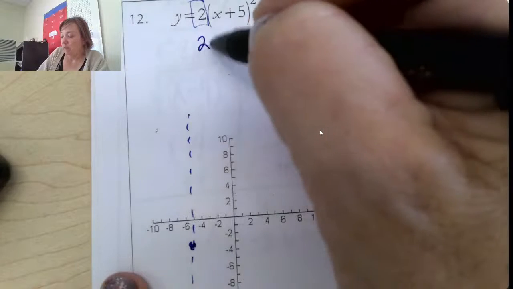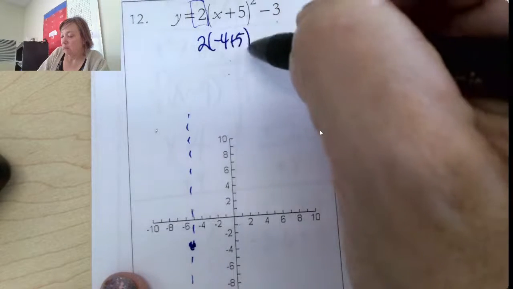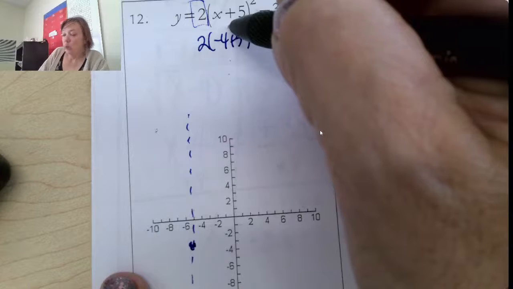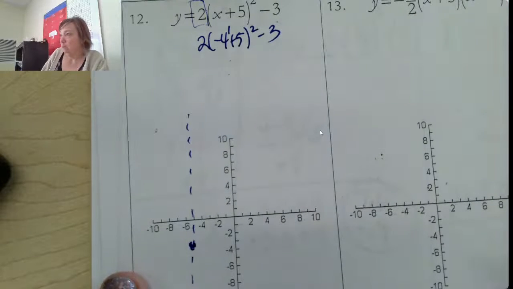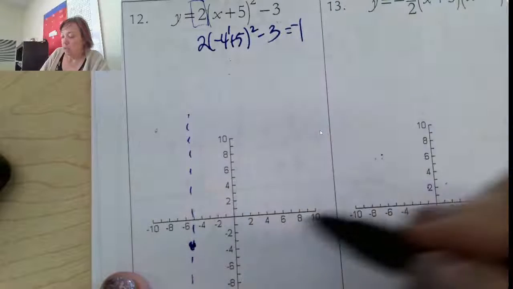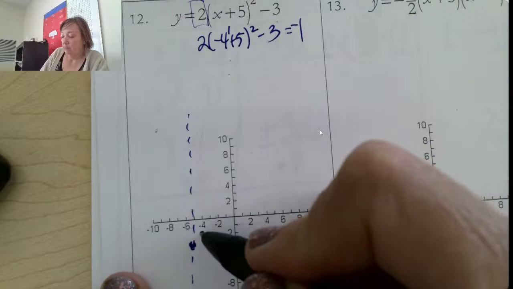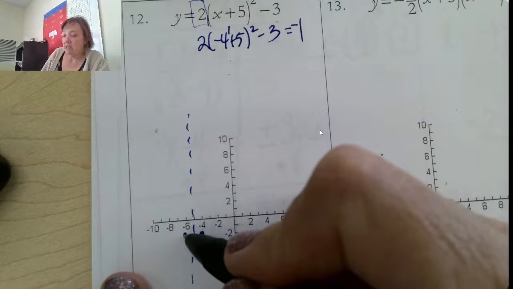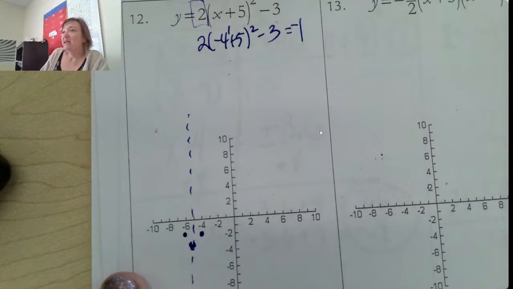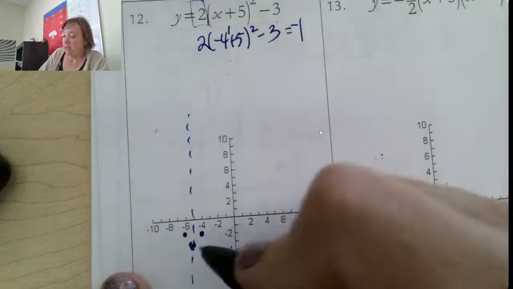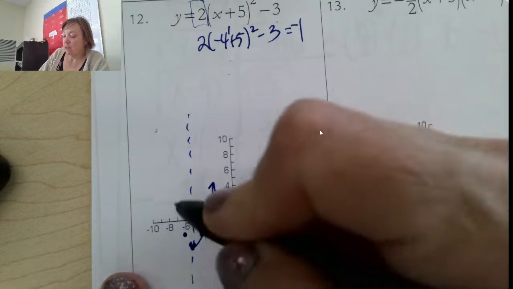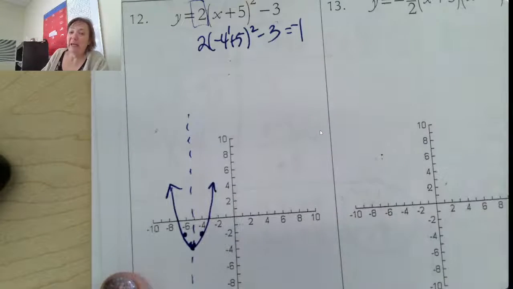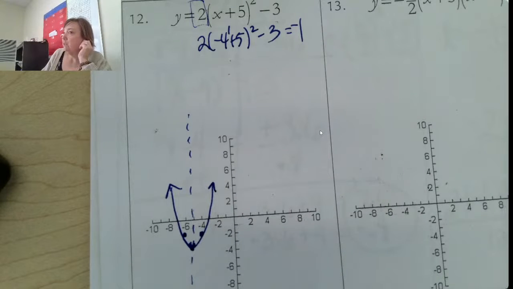Okay, so if we put -4 in there, that's going to give us 1 squared times 2 minus 3, which gives me -1. So -4, -1. And then that means we also have that matching point over here on this side. And technically, we should go ahead and find one more point, but just for the sake of time, I'm just going to sketch it out, okay? You really want to have 5 points. That gives you a better idea of where it's going.